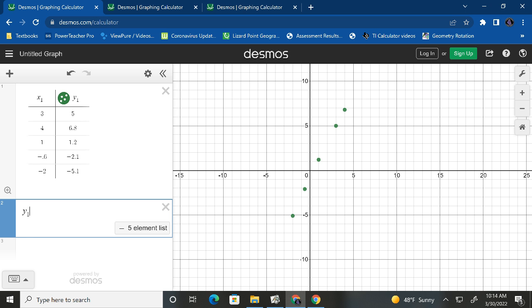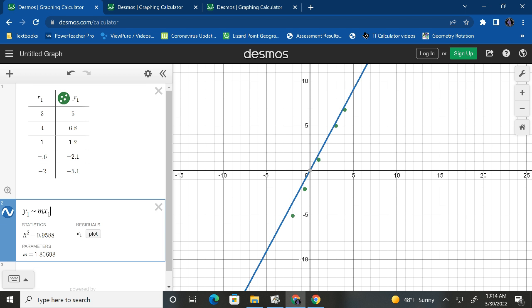I want to say approximately. And it tells it, hey, I want you to find me the line of best fit. That's the tilde that's right up in the upper left on your keyboard, that little squiggly. That's a tilde. So y sub 1, okay, approximately mx plus b. So I do m, and I don't do x, I do x sub 1 because I wanted to use my data.